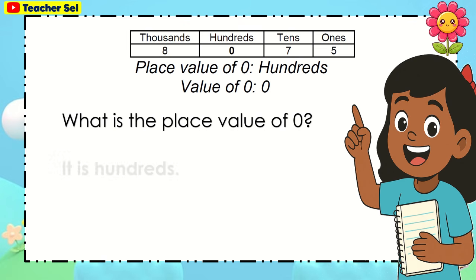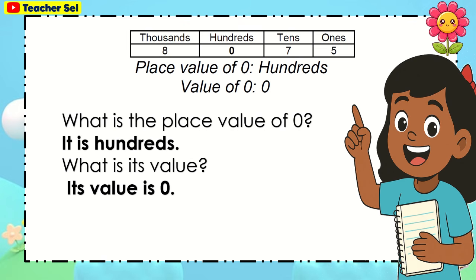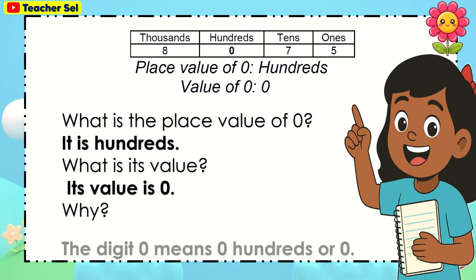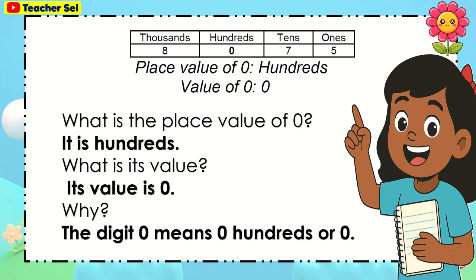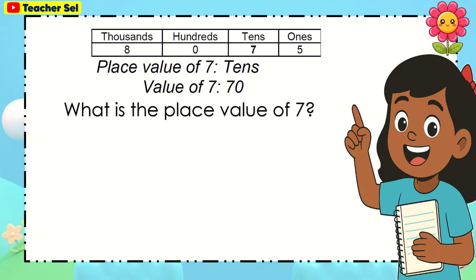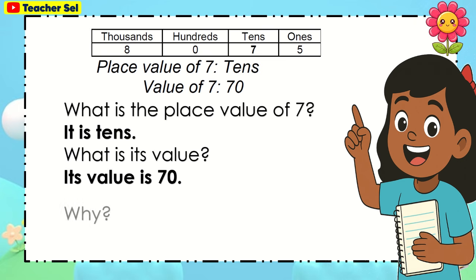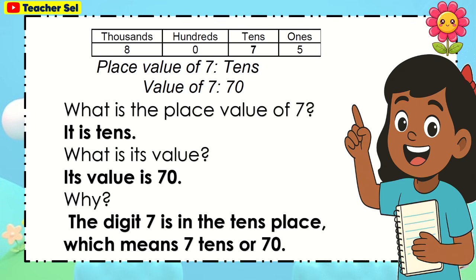What is the place value of 0? It is hundreds. What is its value? Its value is 0. Why? The digit 0 means 0 hundreds or 0. What is the place value of 7? It is tens. What is its value? Its value is 70. Why? The digit 7 is in the tens place, which means 7 tens or 70.